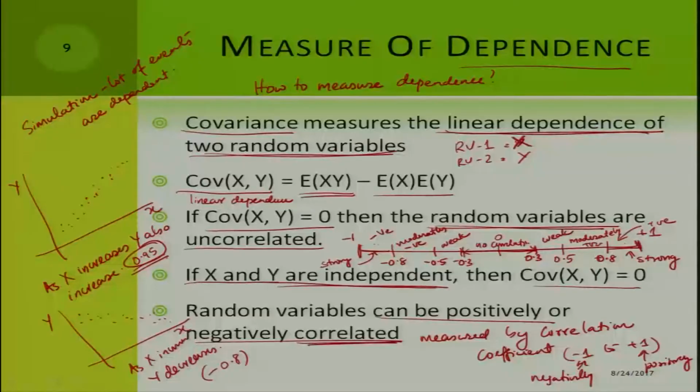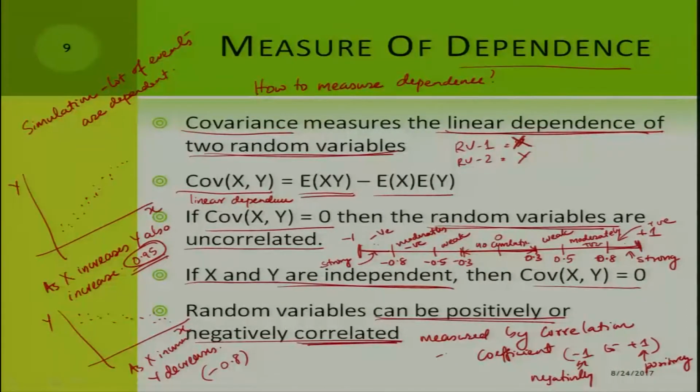And if x and y are independent events, no matter what, then the covariance of x and y should be equal to 0. So, for independent events, you should be able to get a 0 value for the covariance of x and y. And I spoke about positive and negative correlation, and correlation is measured by multiple correlation coefficients.